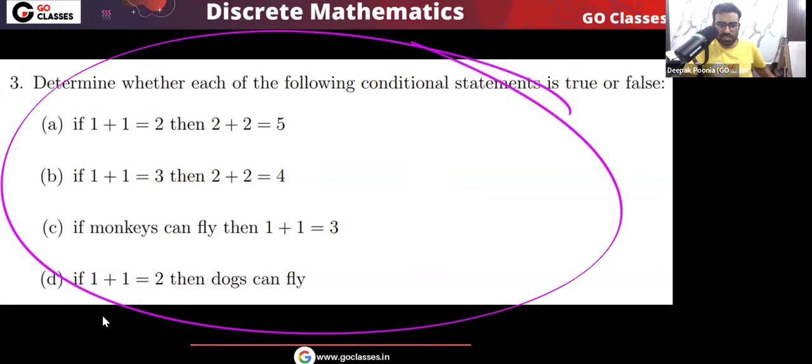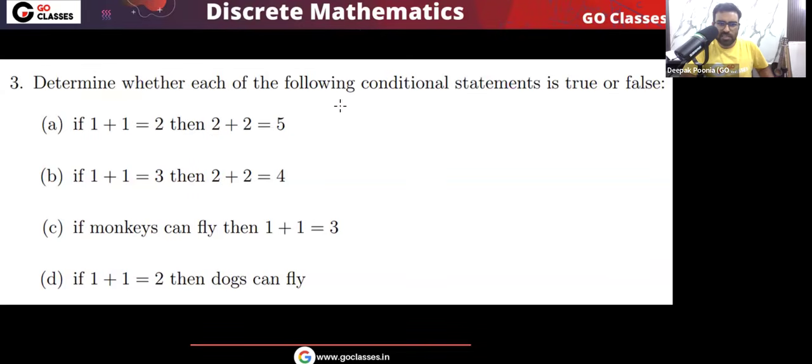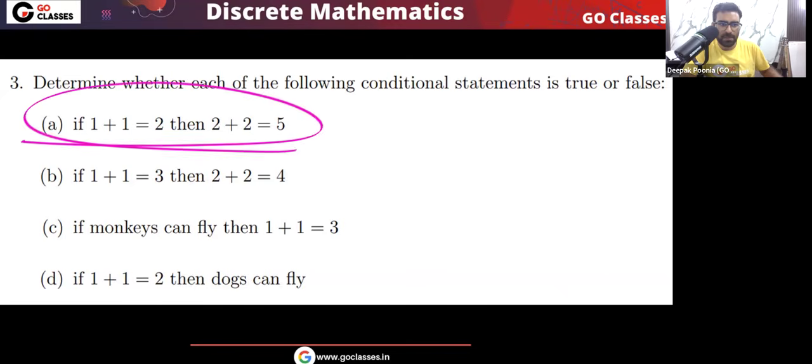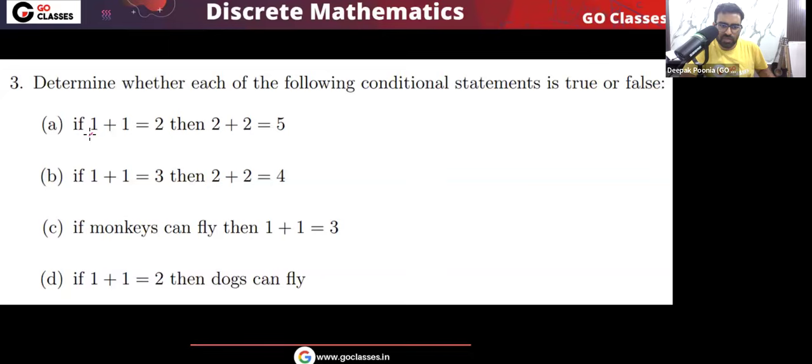Tell me the answer for this question. Determine whether each of the following conditional statements is true or false. Conditional statements are given to you. Remember, P implies Q is true if P is false or Q is true. P implies Q is false only in one case, when P is true and Q is false. So here you can see. What about A? If 1 plus 1 equals 2, this is true, right? Then 2 plus 2 equals 5. So this is false. True implies false. What is that?